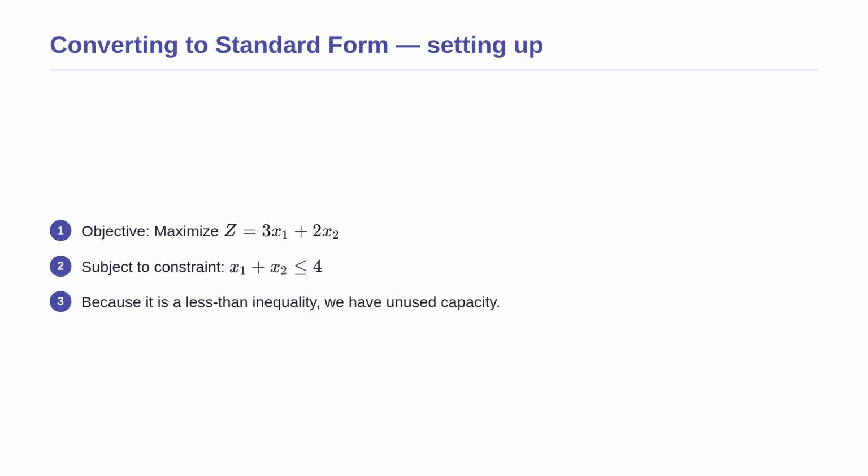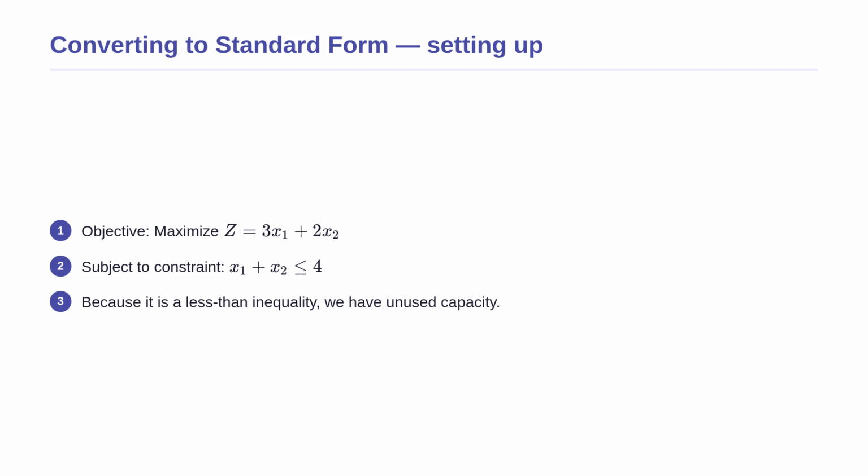Now that we understand the concept of slack variables, let us see this in action with a concrete example. We are given a simple maximization problem to solve. Our objective is to maximize the profit function z equals 3x1 plus 2x2. We are subject to a single constraint. The sum of the two items must be less than or equal to 4.